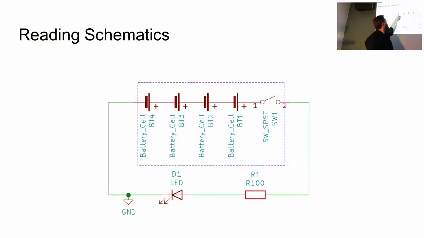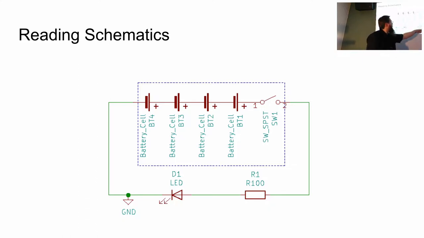So I have four battery cells that are connected in series, which just means negative to positive over and over again. And then I have an on-off switch at the end, which is here. So everything in this blue rectangle is just my batteries. The batteries have a negative side, which is the black wire, and a positive side, which is the red wire. That's a typical convention for DC. It's not always correct, but it's the most common one that you will see.